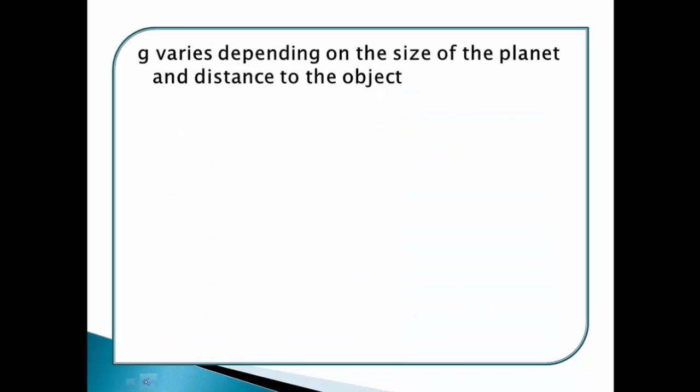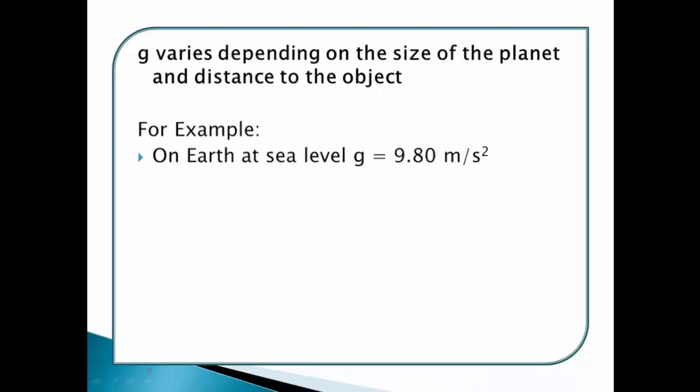One important thing to bring up is this idea that g varies depending on the size of the planet and distance to the object. So if we're on Earth at sea level, then the value of g, the gravitational field strength, is going to be 9.8 meters per second squared, which is the number that you're going to use almost all the time.